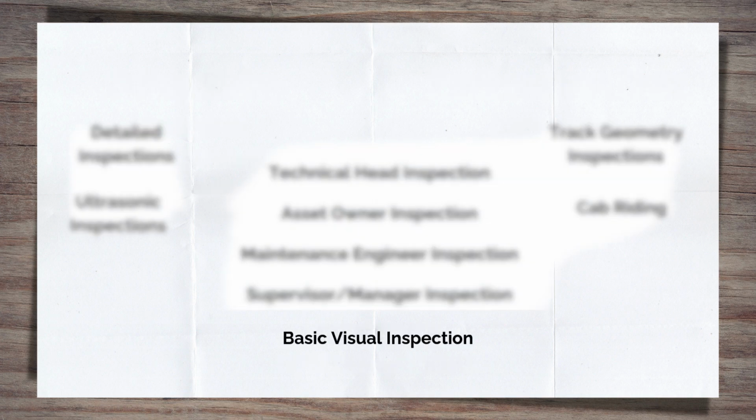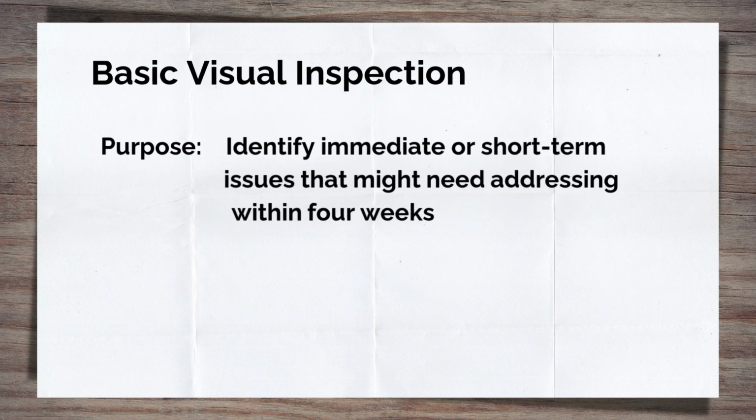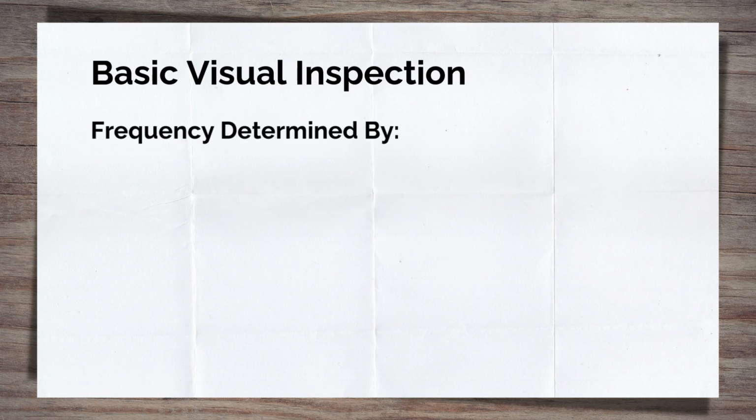Let's start at the base, the foundation, the basic visual inspection, or BVI. Traditionally, a BVI involves inspection staff walking the track, observing it as they go. The purpose is to identify immediate or short-term issues that might need addressing within 4 weeks. How often a section needs to be inspected is driven by a number of main factors.